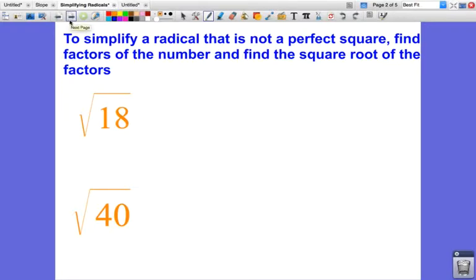So again, to simplify a radical that is not a perfect square, we want to find factors of the number and then find the square root of the factors. So we're really trying to find the factors that are a perfect square and then pull that square root out of it.